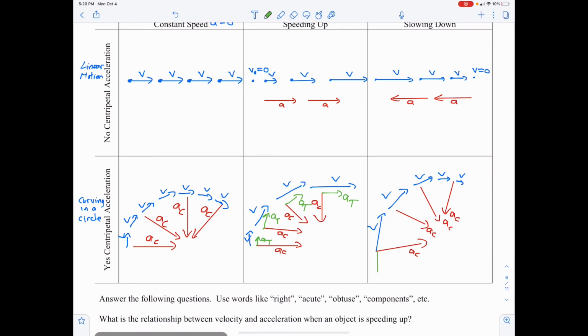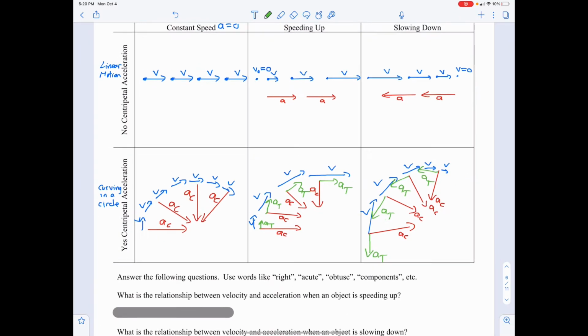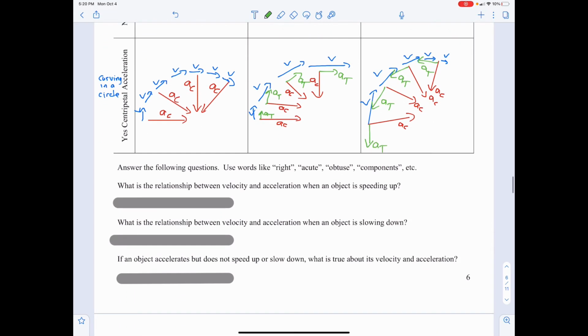This time, the tangential acceleration points away or against the velocity. Answer the following questions using the words right, acute, obtuse. What is the relationship between velocity and acceleration when the object is speeding up? We're talking about the overall acceleration.